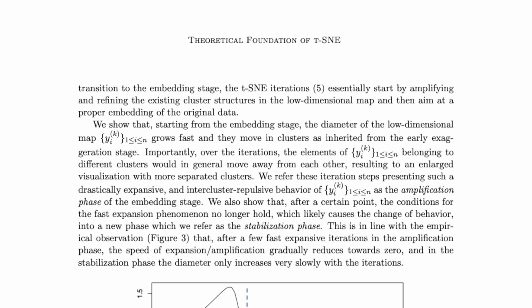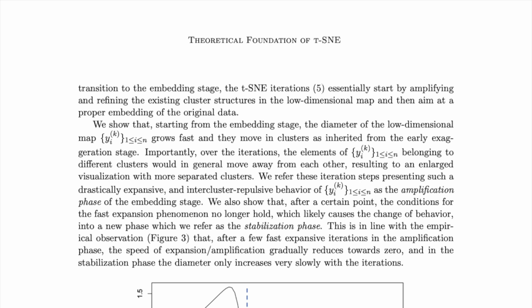Importantly, over the iterations, the elements of y_i^(k), 1 ≤ i ≤ n, belonging to different clusters would in general move away from each other, resulting in an enlarged visualization with more separated clusters. We refer to these iteration steps presenting such a drastically expansive and intercluster repulsive behavior of y_i^(k), 1 ≤ i ≤ n, as the amplification phase of the embedding stage. We also show that after a certain point, the conditions for the fast expansion phenomenon no longer hold, which likely causes the change of behavior into a new phase which we refer to as the stabilization phase.